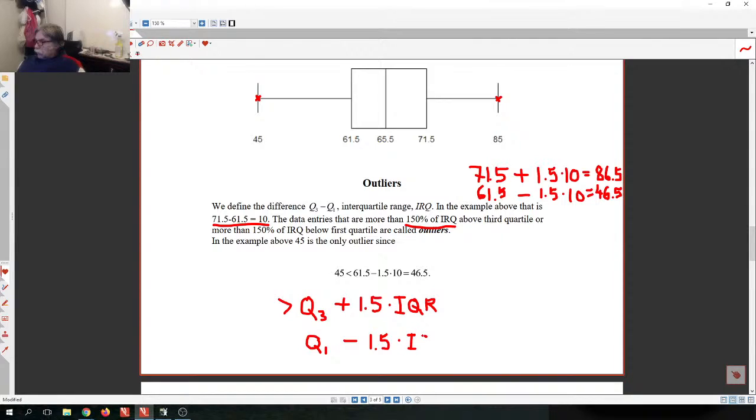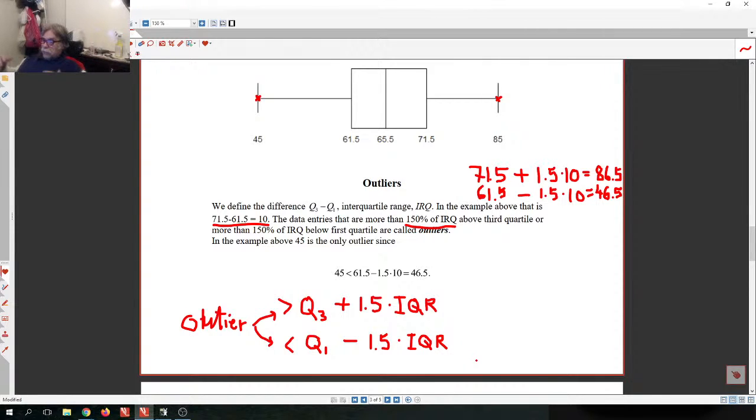Then you get a lower boundary for the outlier. Anything that is below this boundary is an outlier. Okay? So an outlier is any piece of data in your sample that is above the top boundary for the outliers or below the bottom boundary for the outliers.